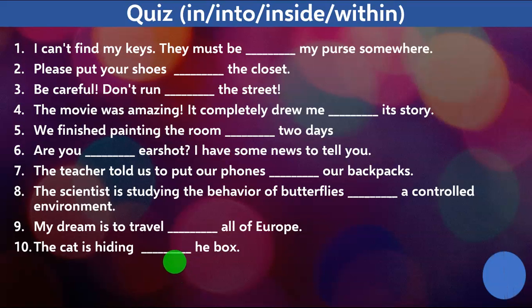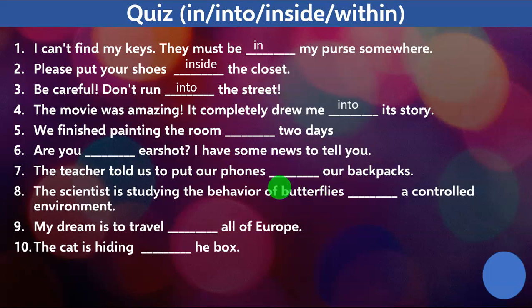All right, let us discuss the answers. Number 1, I can't find my keys. They must be in my purse somewhere, right? Number 2, please put your shoes inside the closet, right? Because we are talking about a physically enclosed space. Okay, so remember, inside we talk about physically enclosed. Number 3, be careful, don't run into the street. Number 4, the movie was amazing. It completely drew me into its story.